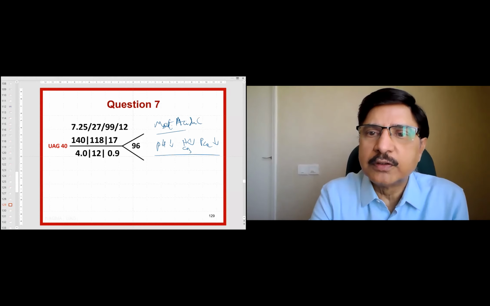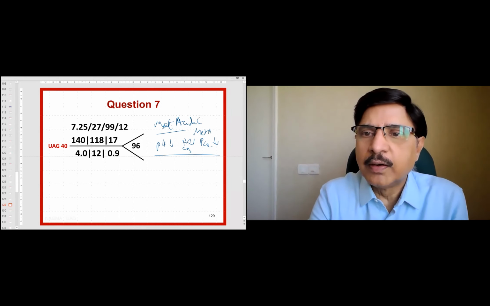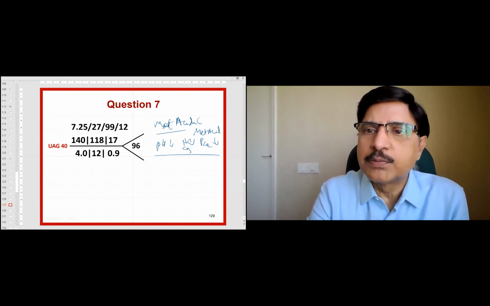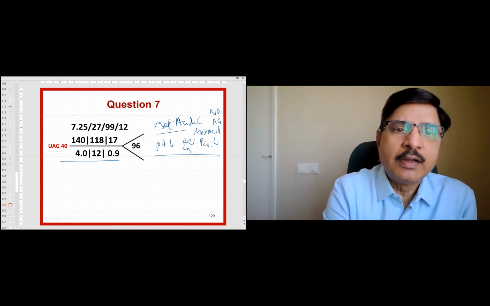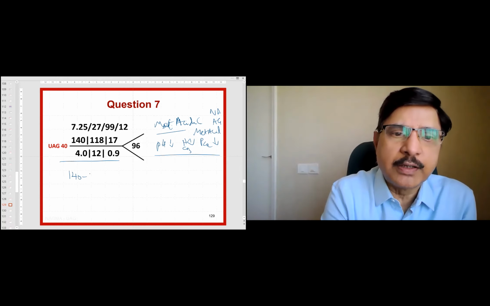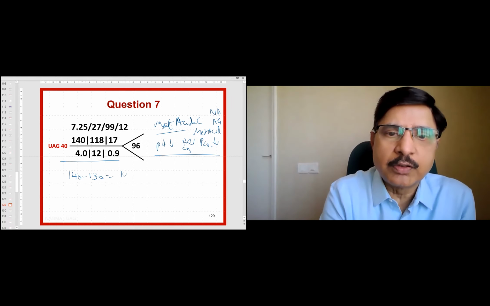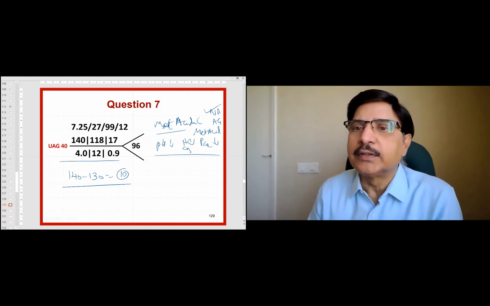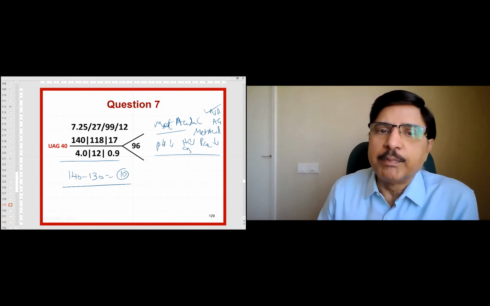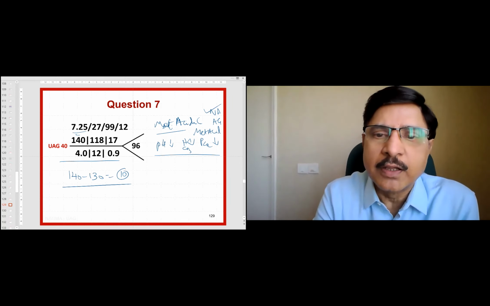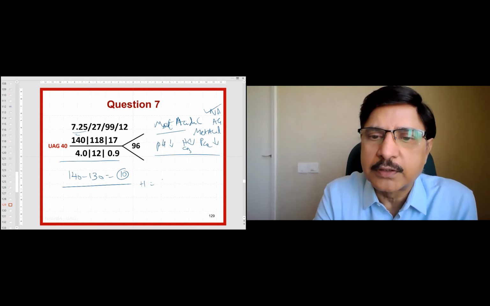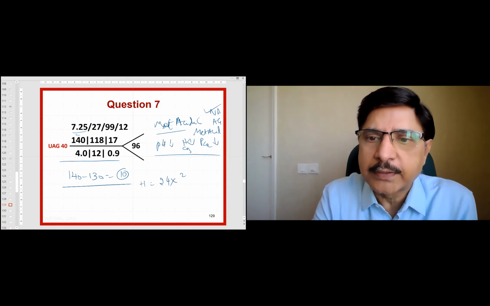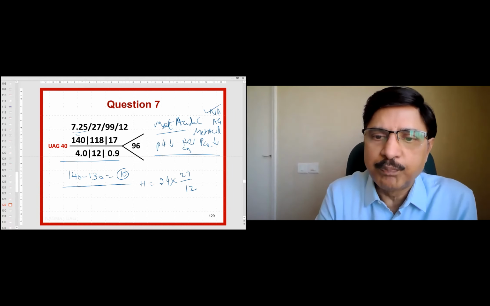Metabolic acidosis has two types, NAGMA and AGMA. Immediately I require to know the anion gap, 140 minus 130, which is equal to 10. 10 is normal, so non-anion gap metabolic. We are dealing with a case of non-anion gap metabolic acidosis. Let us verify the pH, whether it is correct or not. Hydrogen concentration is equal to 24 multiplied by my carbon dioxide divided by my bicarbonate.